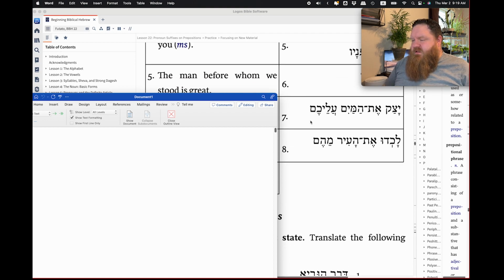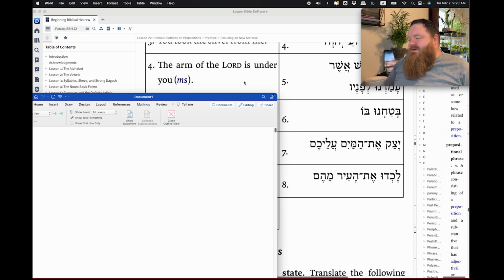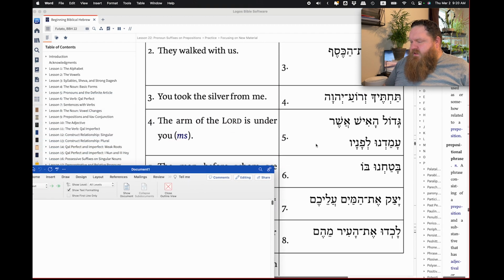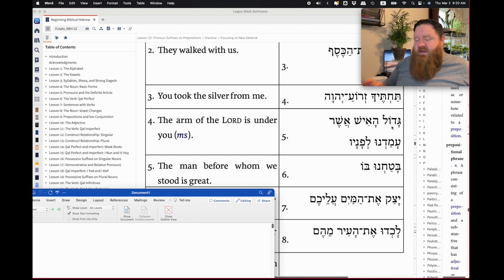So let's see what Futato says. Great is the man before whom we... Oh, the man before whom we stood is great. Okay, so that obviously is a proper translation as well. It's a little bit more... let me pull this down so I can... The man before whom we stood is great. The important ideas here to kind of dig in a little bit: predicative relationship between the adjective and the noun.